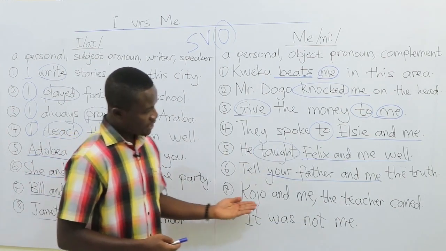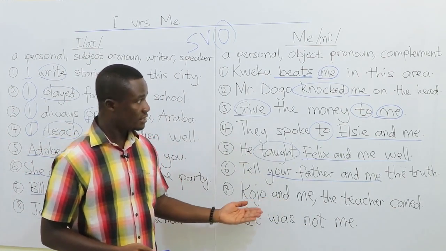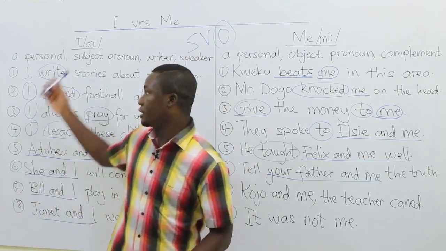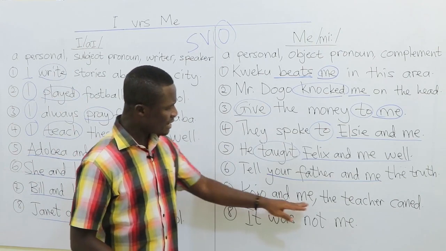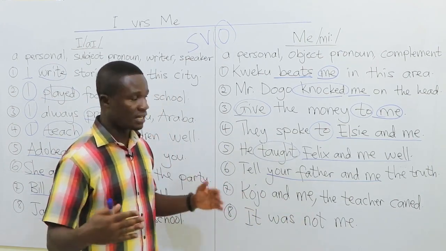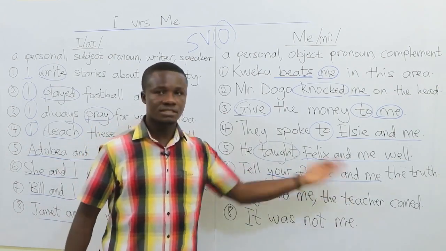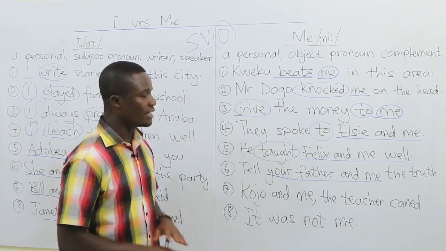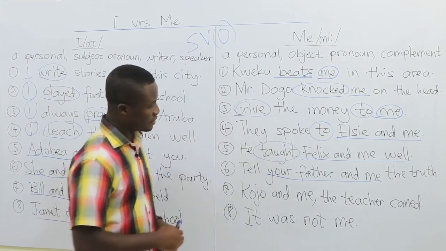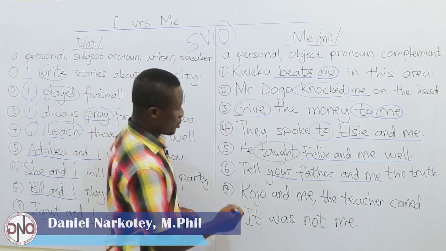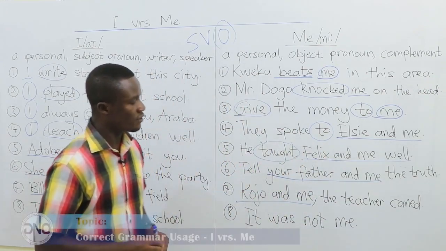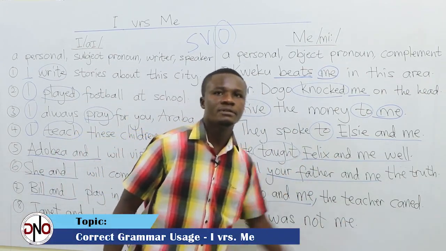Now, if you look at 7, Kojo and me, the teacher came. Of course, this is also a declarative sentence. All these are declarative sentences, just like I mentioned earlier on. But here we are just placing emphasis, so it's still a declarative sentence. You can see that it ends with a full stop. Any sentence that ends with a full stop is a declarative sentence. So Kojo and me, the teacher came, still functions as the object of the verb came.